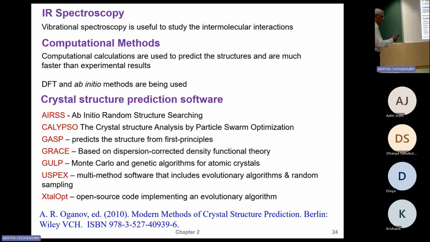Maybe in another 20 years, this will become a standard, and then one can predict the crystal structures by writing the chemical structure of the compounds. We'll find out the crystal structure.